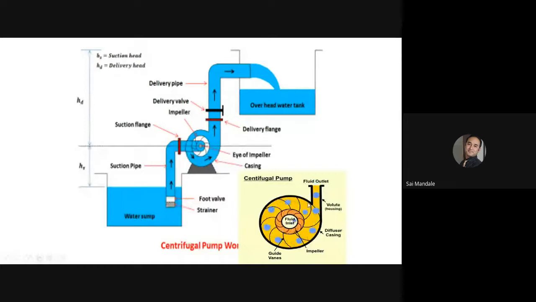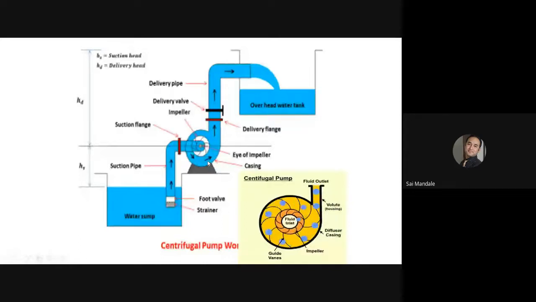This casing is called a volute type of casing. Which type of casing? This is a volute type of casing. See over here, volute housing, volute casing. So why is it a volute casing? Over here you can see the area of that casing gradually increases. The gap in between this impeller and the casing gradually increases over here. If you can see my cursor, the area is gradually increasing from inlet to the outlet. That means the casing is a volute casing.